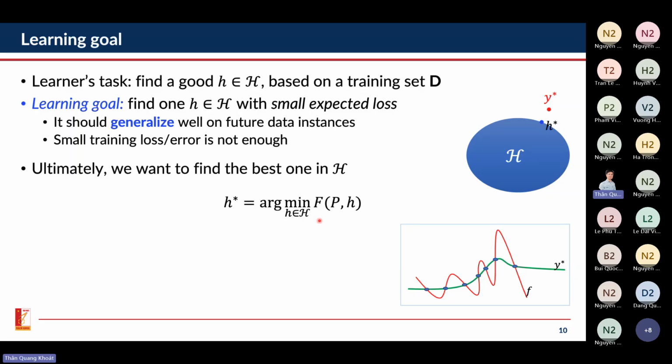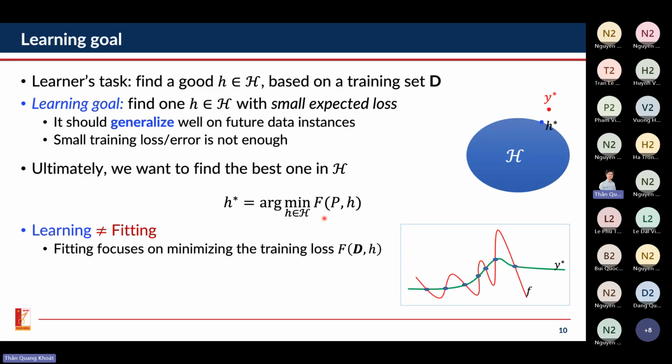But often in practice, we cannot achieve this goal. It is not easy, because in practice we only have a finite number of samples. And here the definition is the population error, the average error over the whole space. So that's why it is very, very hard to compute or to work with.